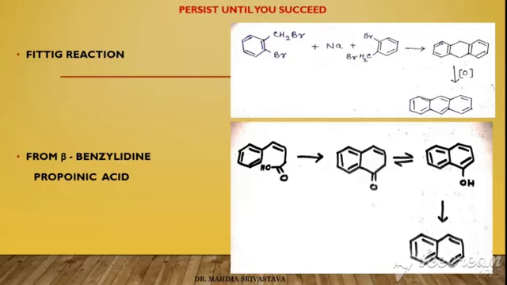This is the fourth method of synthesis, that is from beta benzylidene propionic acid. So benzylidene propionic acid undergoes dehydration in the presence of concentrated sulfuric acid and very soon interchanges between the keto and enol forms. There is a continuous shift between keto and enol form. The keto form is the ketonic form, and enol is the alcoholic form. That is shown in the picture also. And then, with the liberation of zinc oxide in the presence of zinc, naphthalene is obtained as the final product.